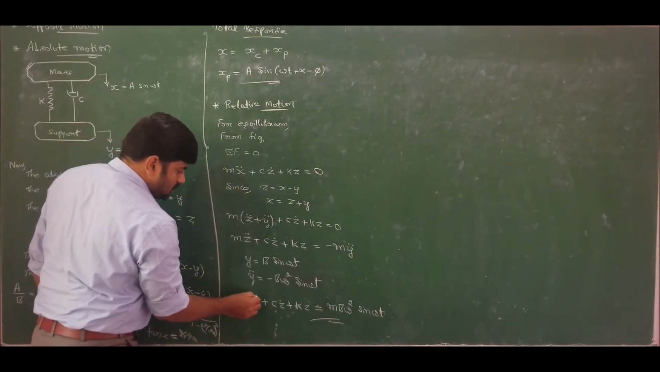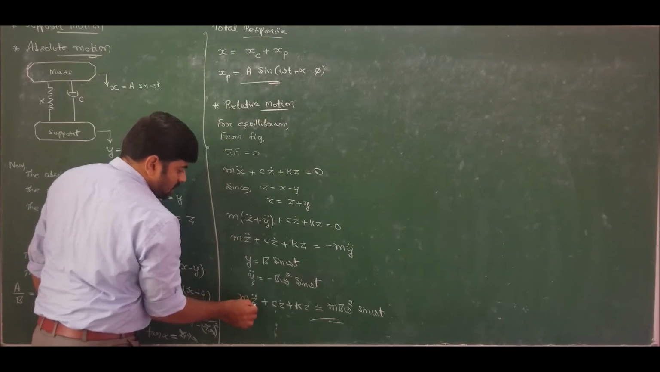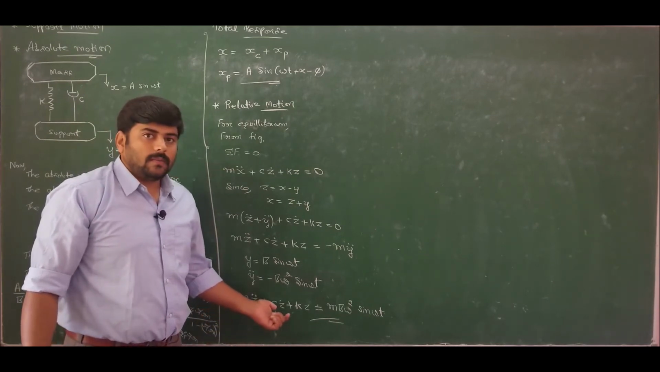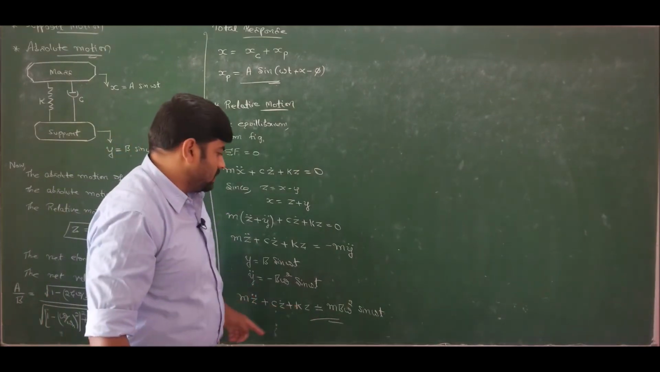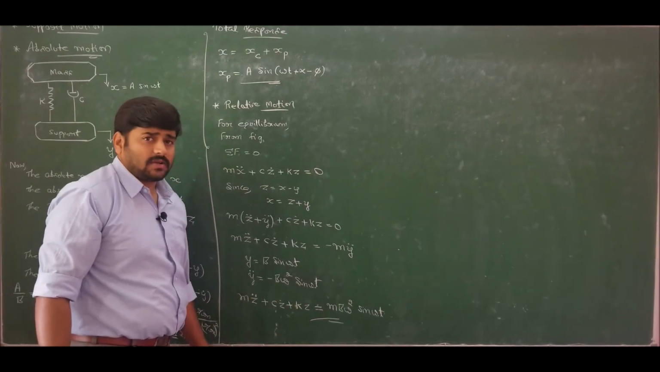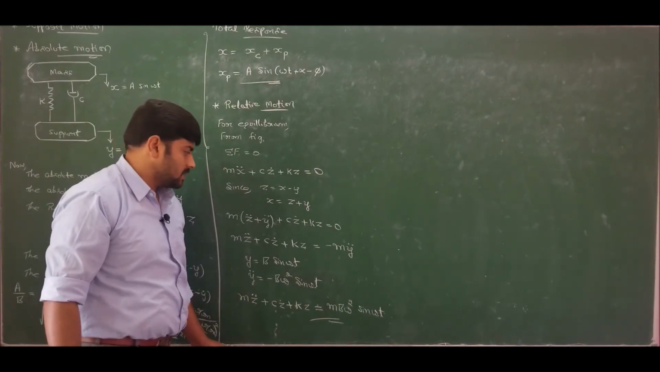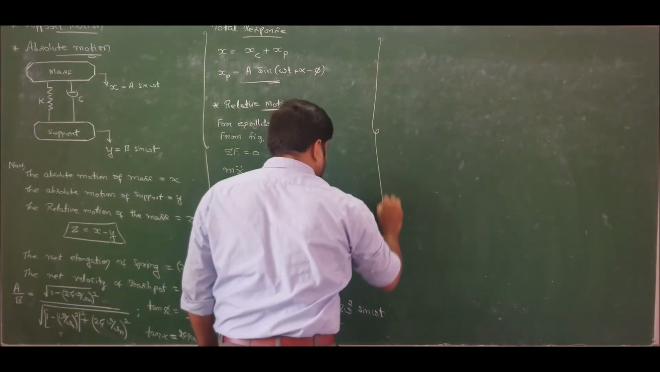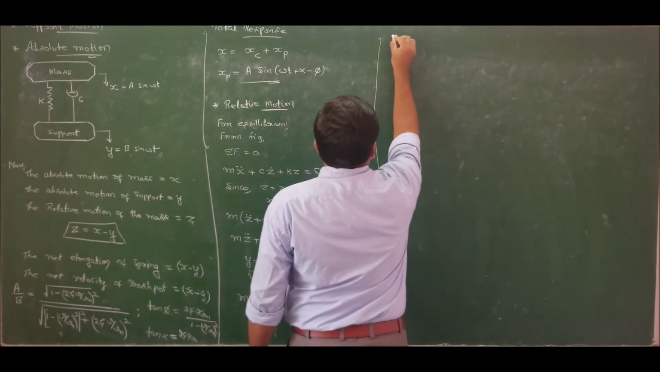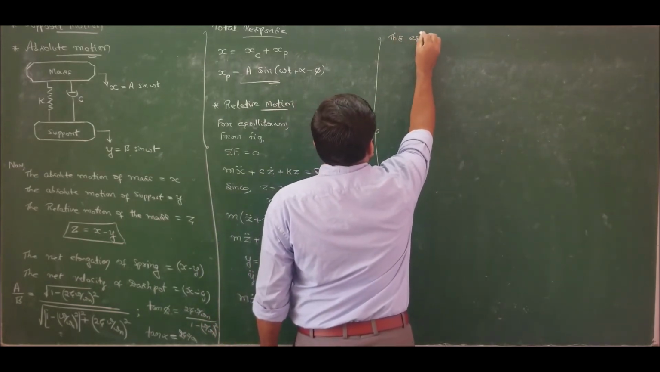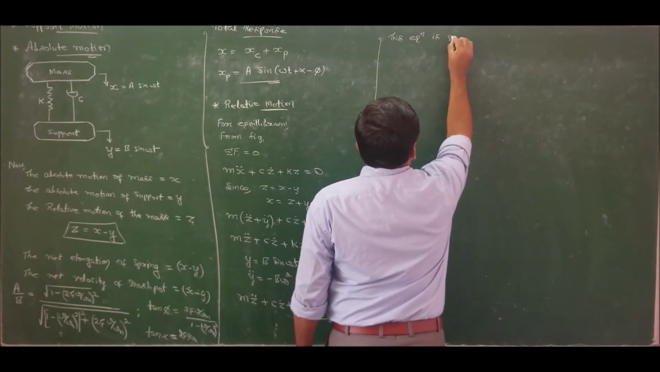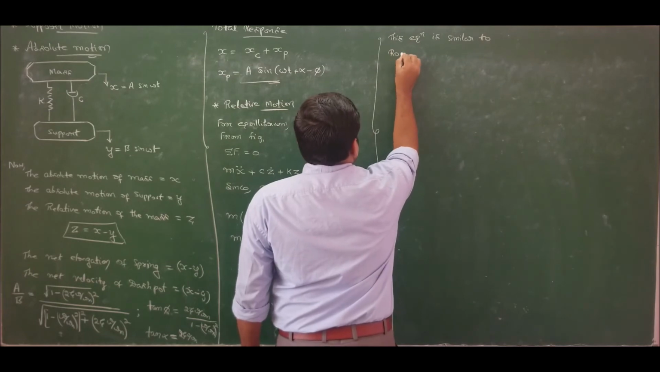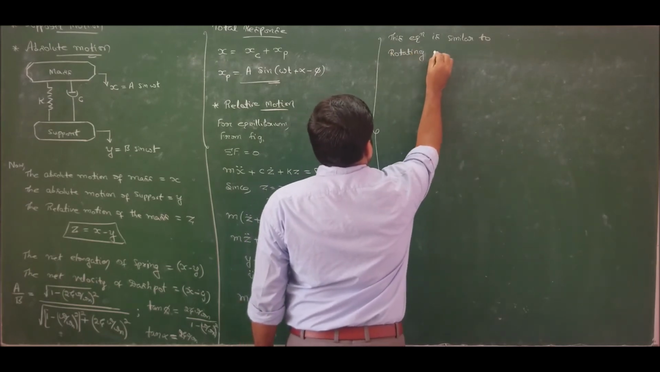Now compare this equation. Recollect the expressions we have derived so far from our lecture 1 and lecture 2. This is similar to what? If you recollect, this is similar to reciprocating and rotating unbalance, correct? This equation is similar to rotating and reciprocating unbalance, if you recollect. So therefore, if I recall the amplitude ratio, this equation is similar to rotating and reciprocating unbalance.